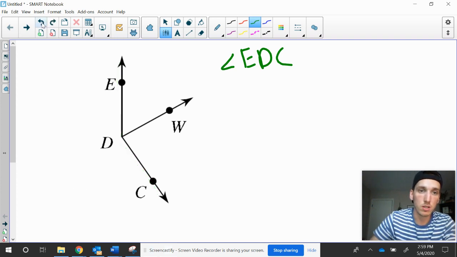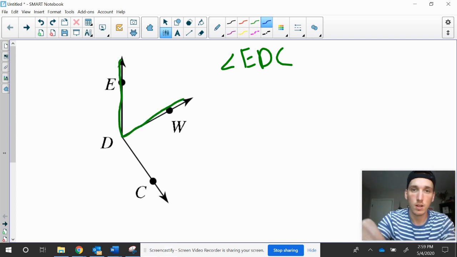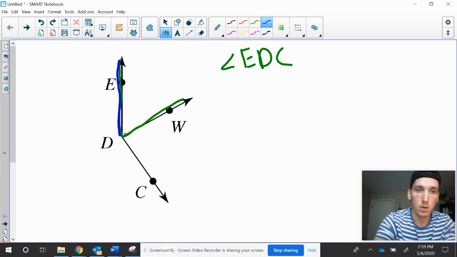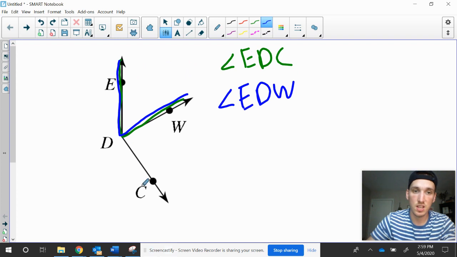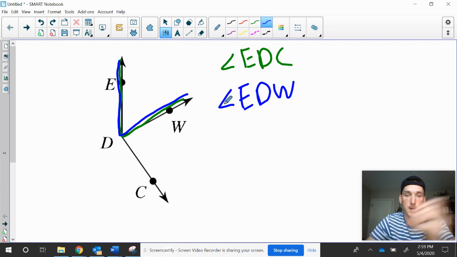What would we call this smaller angle right here? That is angle E D W, right? EDC went down here. EDW is right here. And this little symbol right here is just saying it's an angle.